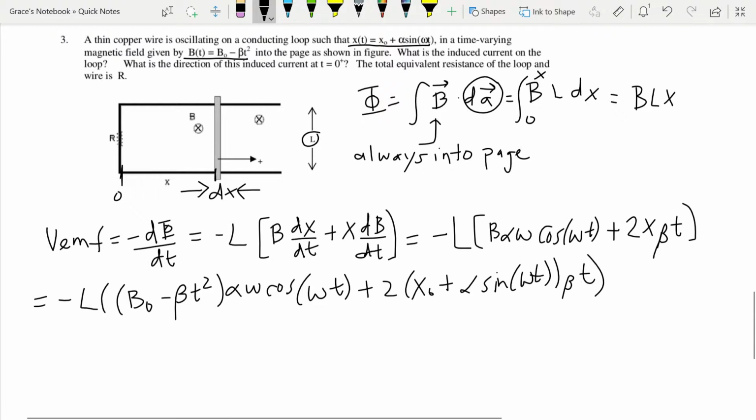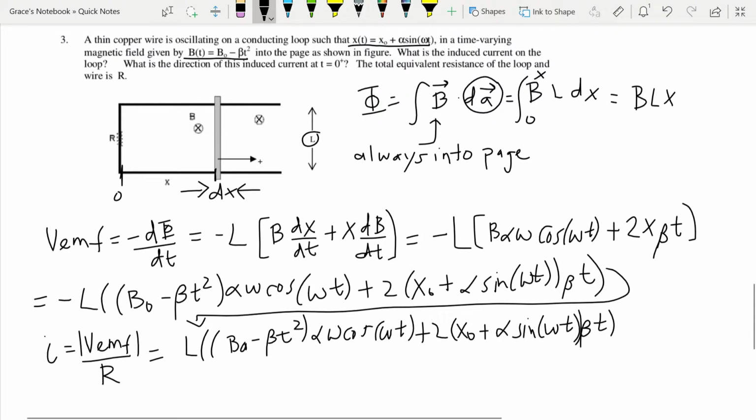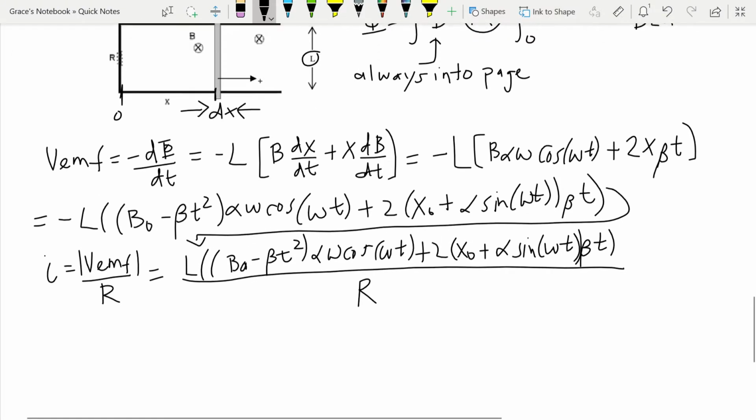And so we can find our induced current by taking V EMF over R, and we're only going to look at the magnitude because Lenz's law will help us find the direction. So again, the current is just V EMF over R.